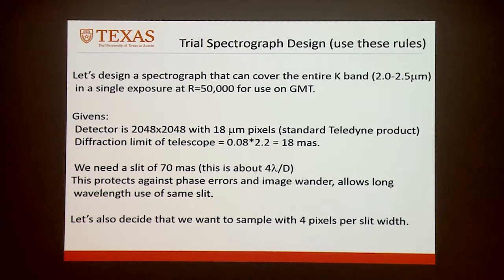So if you just take these things, you can design a spectrograph. I put together an example just to show you. Let's just imagine we need to design a spectrograph that can cover the entire K-band, so 2 to 2.5 microns, in a single exposure at R of 50,000 for use on the GMT. We need to start somewhere, and the place to start is with the detectors. When you go to the store now, what you can buy is a 2048 by 2048 detector with 18 micron pixels from Teledyne. Now, you'll have export problems if you want to bring them here, but you can manage it with a little bit of extra money and a little bit of extra time.